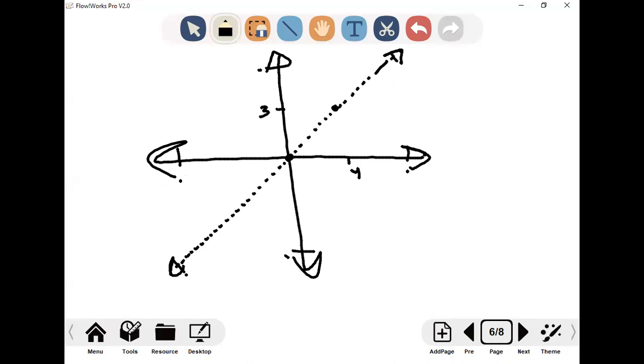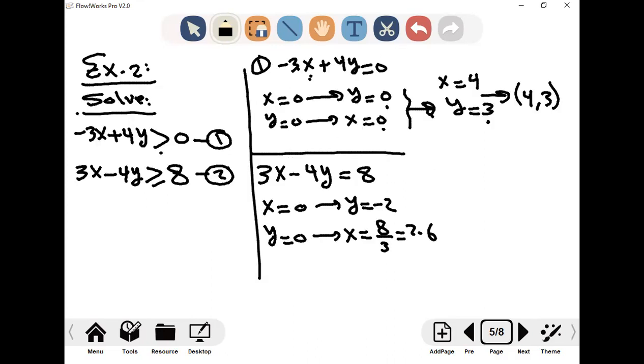Can I guess 0, 0? Can I test 0, 0 here? No. The line is passing through it. Test another point, 1 and negative 1. Any point. Okay? Or negative 1 and 1. So I will test this 1 and negative 1 in the first inequality. Negative 3 times 1, negative 3. 4 multiply negative 1, negative 4. Negative 3, negative 4, right? Negative 7. Is negative 7 more than 0? No. So where will the solution be?